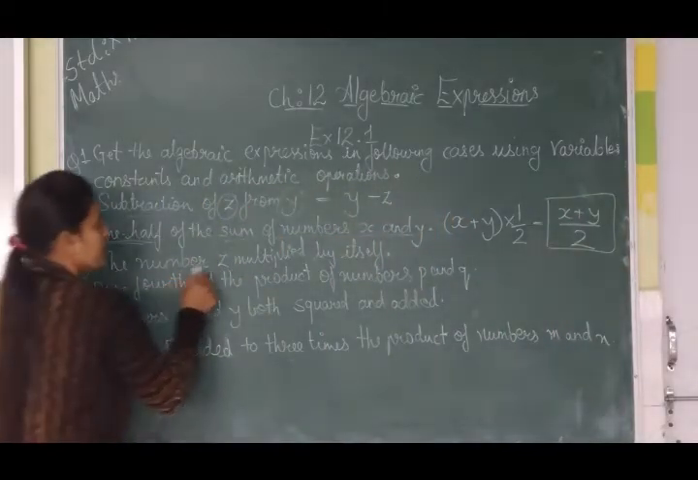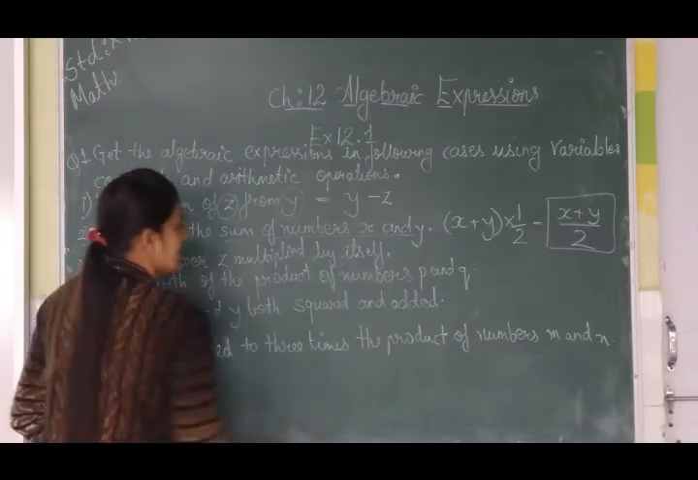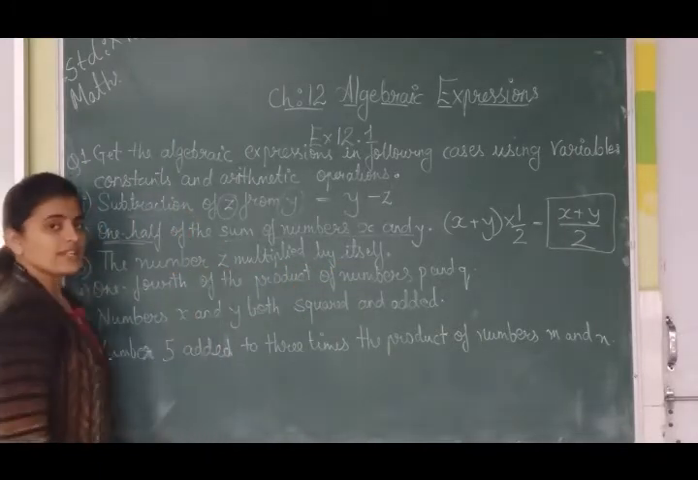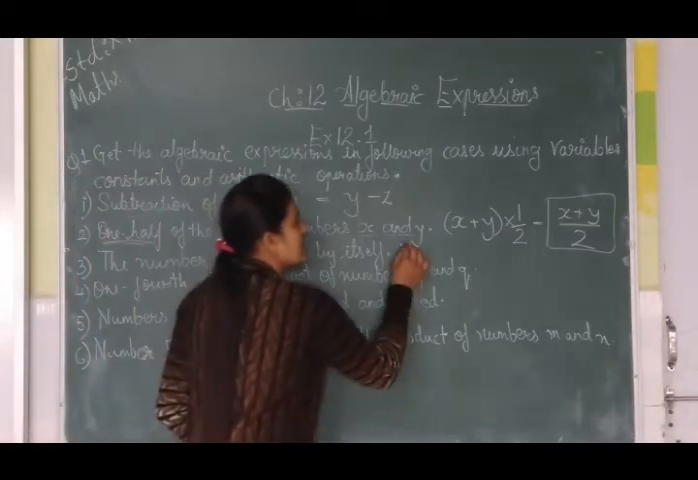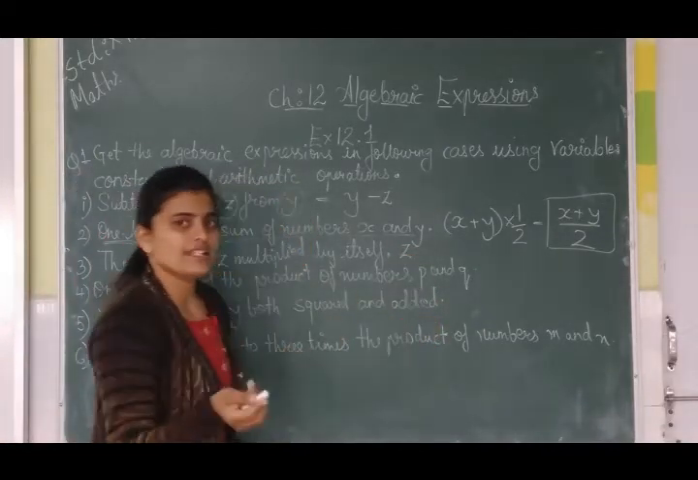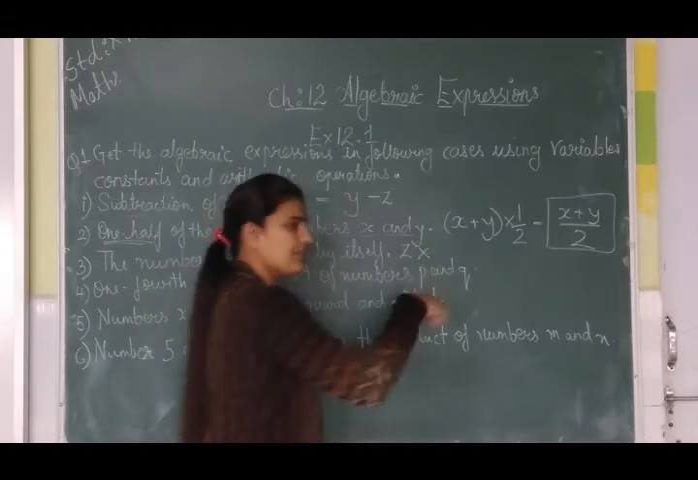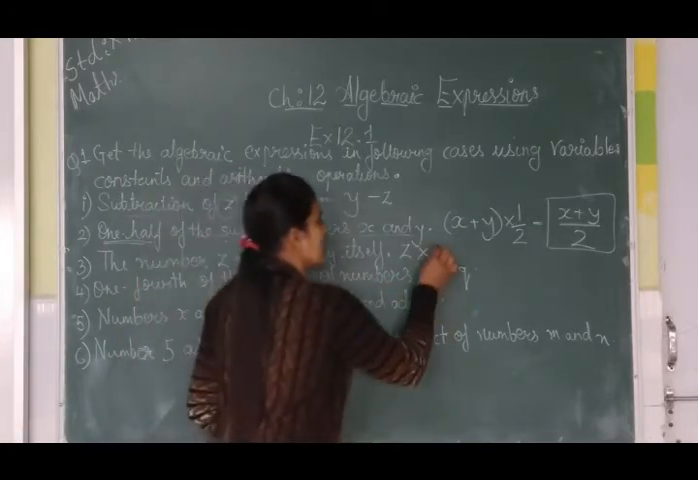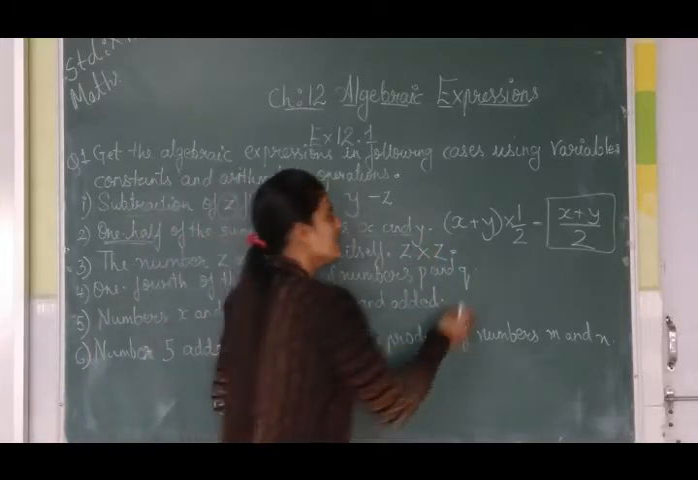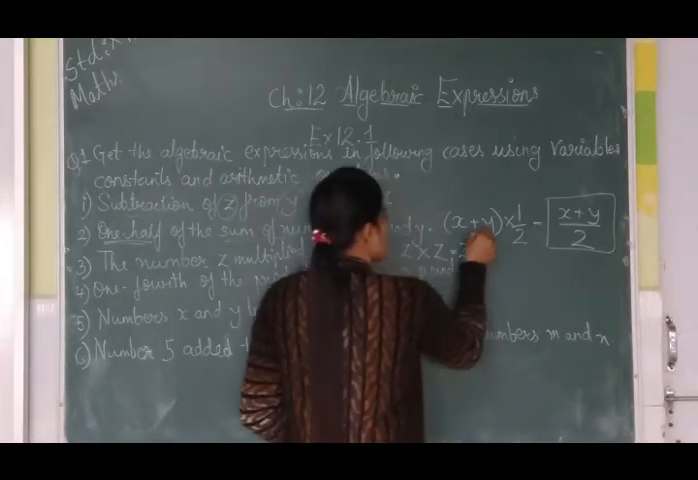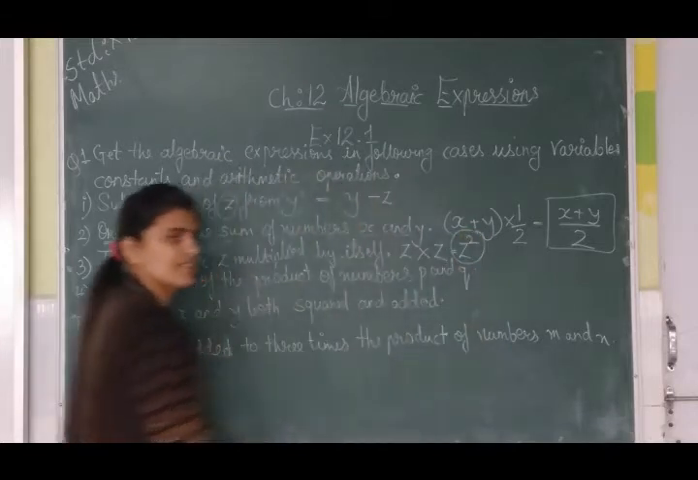Next, the number z multiplied by itself. Here some number z is there. We have to multiply it by itself. So z is there, multiplied by itself. That means again z we have to multiply with z. So z multiplied by z will be z square. So this z square is our answer.